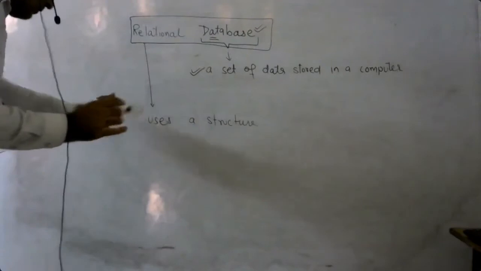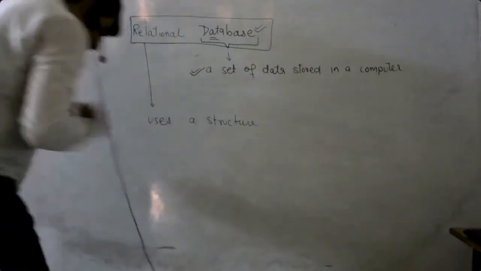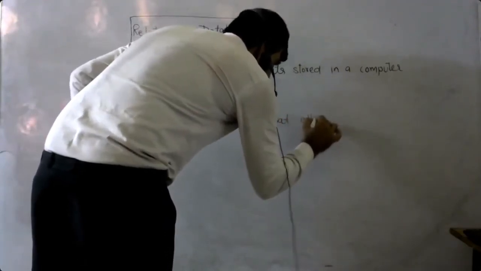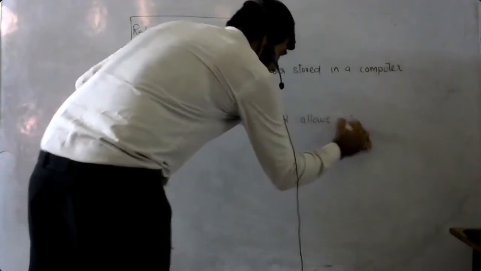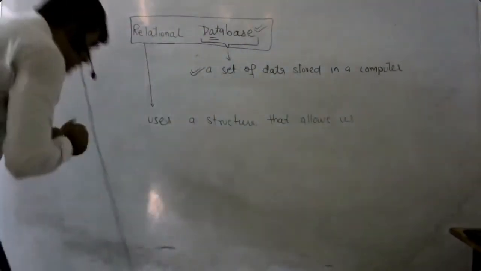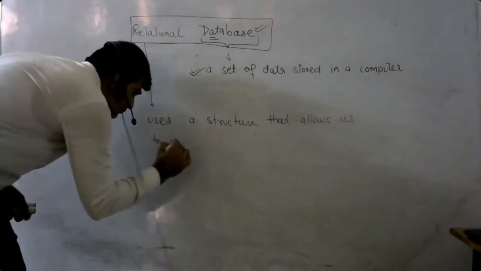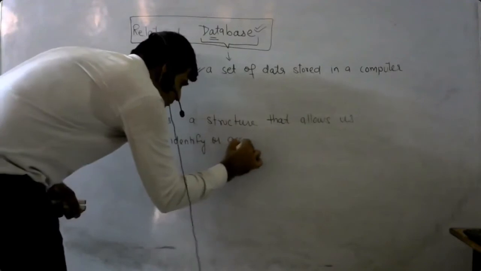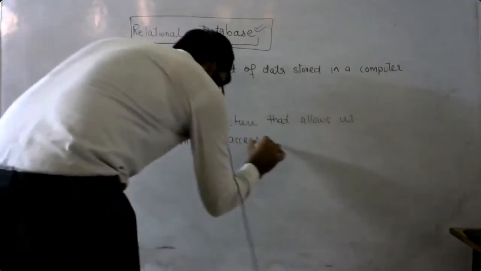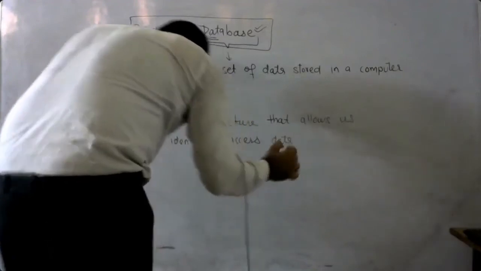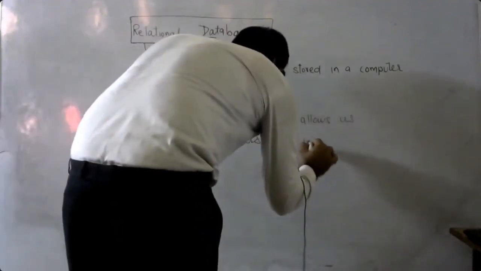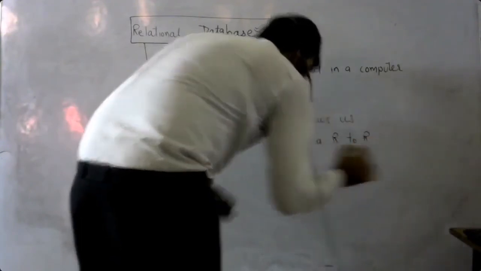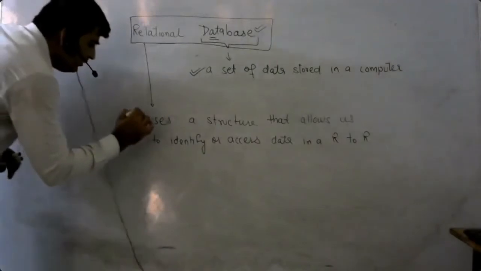So what is a relational database? A relational database uses a structure that allows the one who has the rights to identify or access data in a relation to relation. What do we mean by this definition?